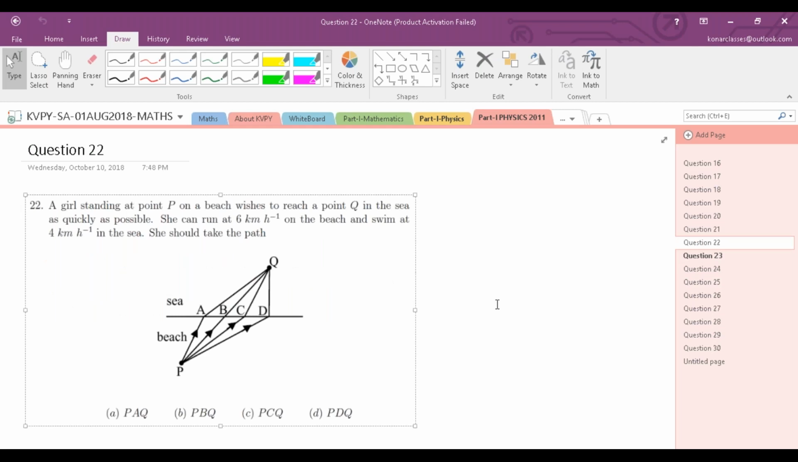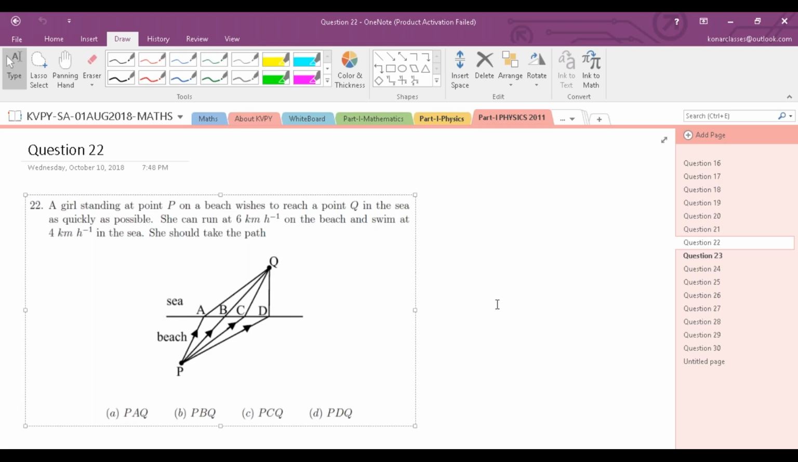And this is a very good question. I like this question, by the way. If you read it, you will also like it. It looks like a question of motion in a straight line or kinematics, but it is not. A girl standing at point P on a beach wishes to reach a point Q in the sea as quickly as possible. That is a very important statement: as quickly as possible.